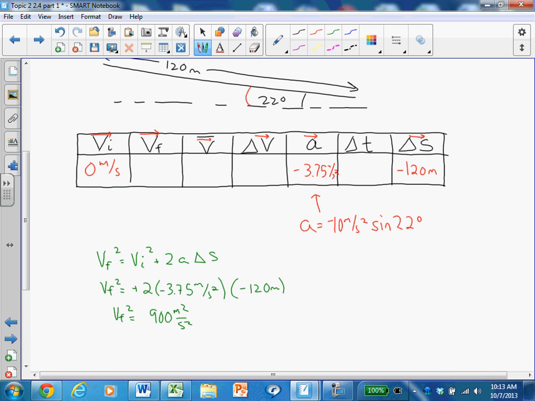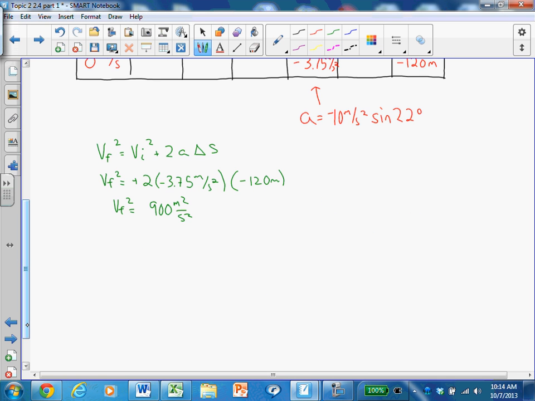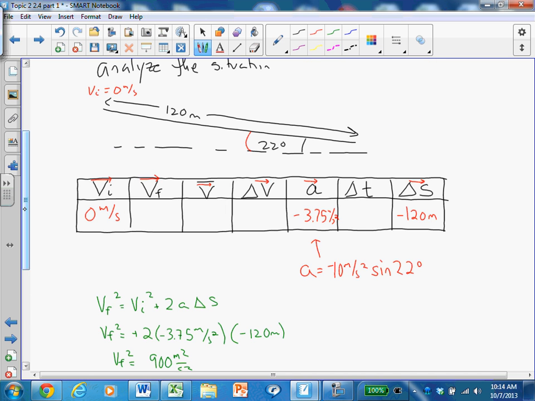We take the square root of that, and we get 30. Now, in this case, it would be minus 30 since it was going down, because both minus 30 and plus 30 satisfy that situation. The average velocity would be minus 15 meters per second. VF minus VI would be minus 30 meters per second.